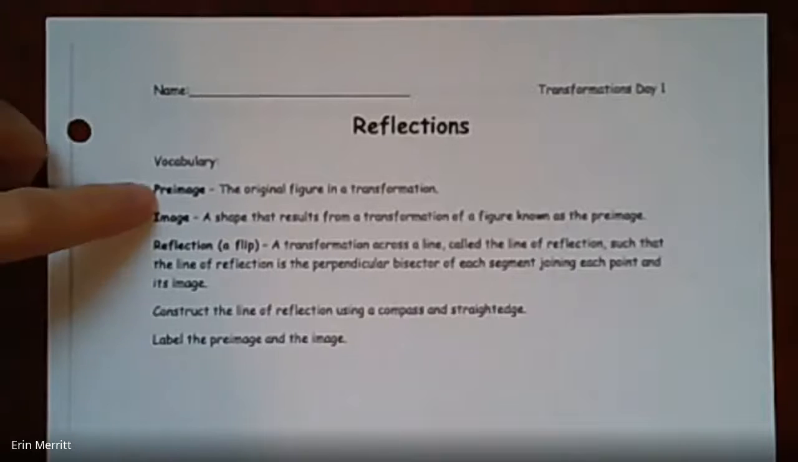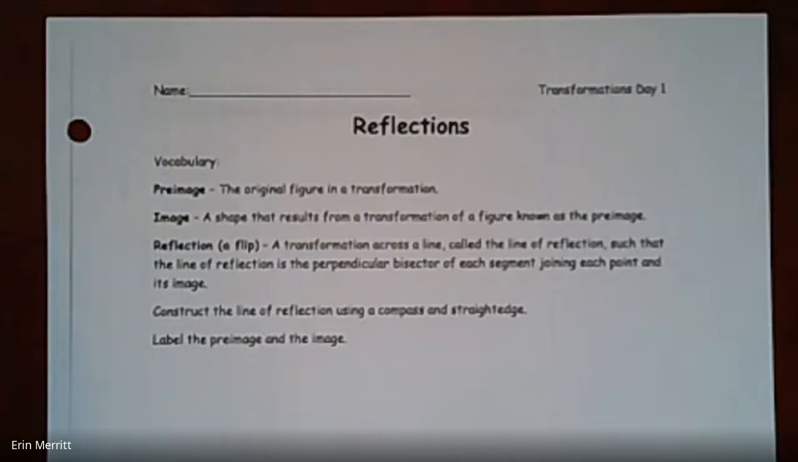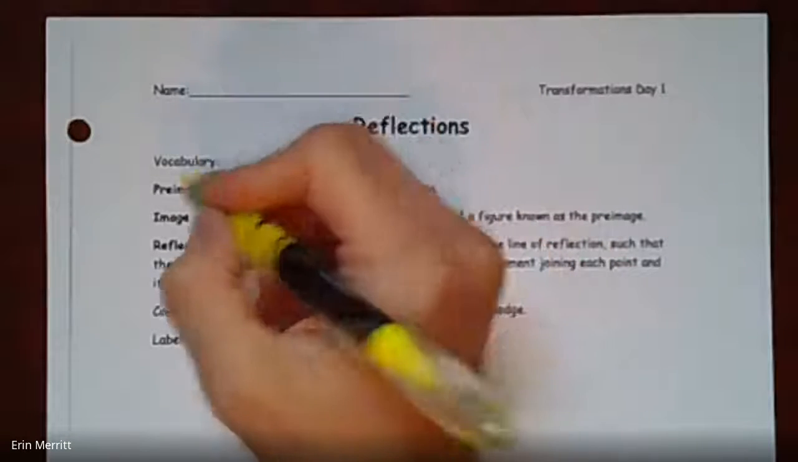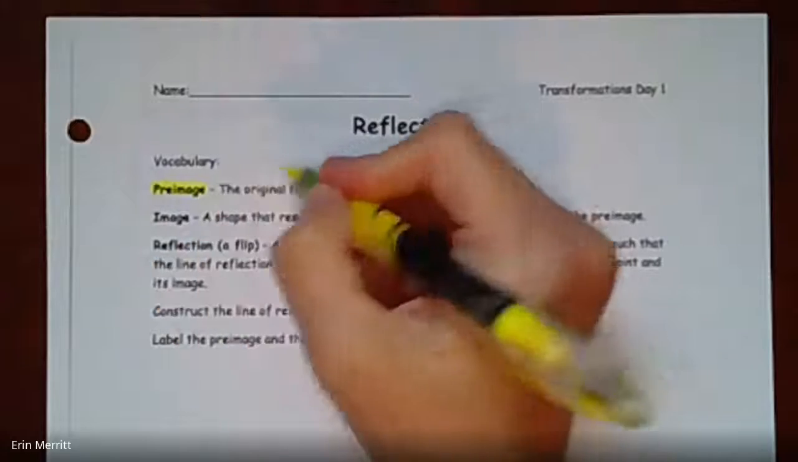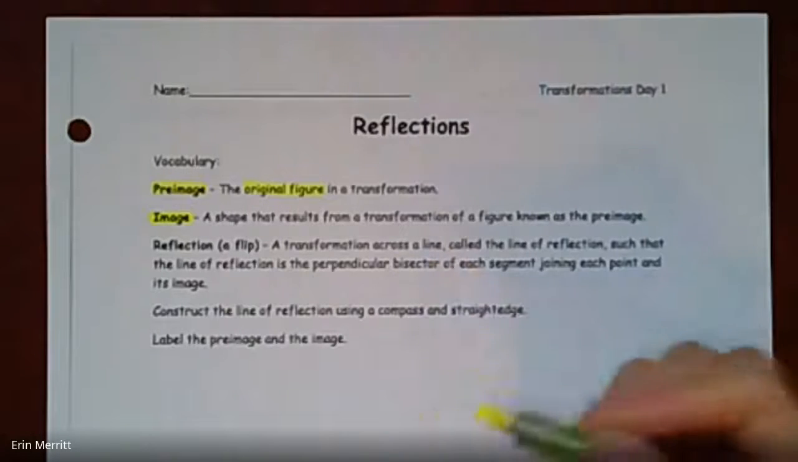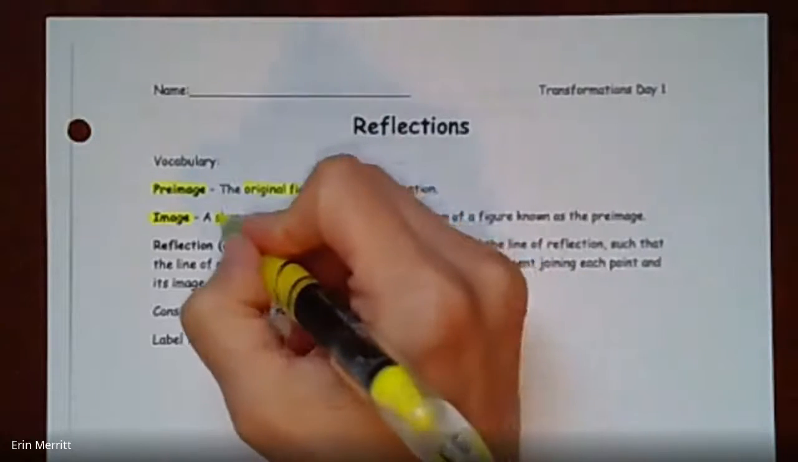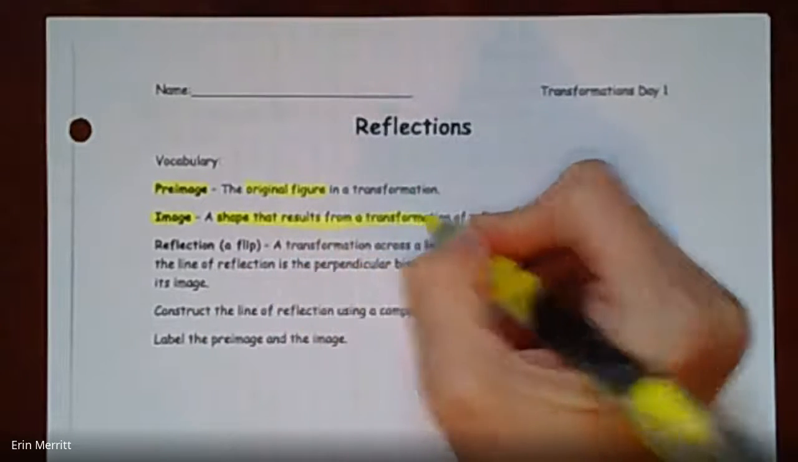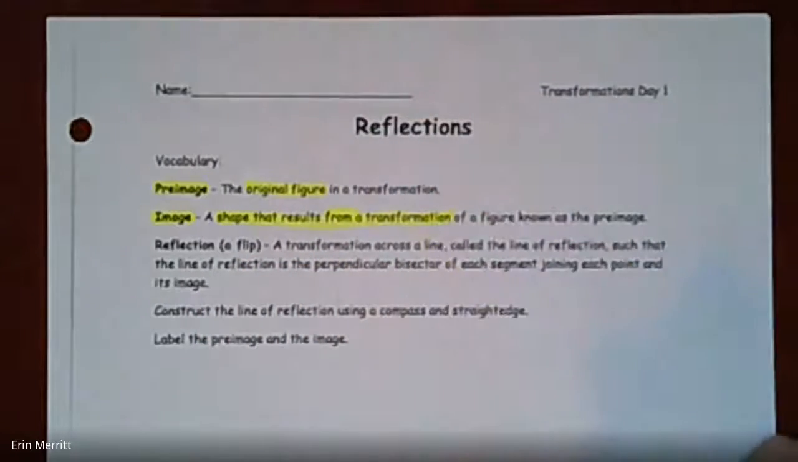Some vocab that you're going to want to recognize here, and feel free, you can highlight it if you have a highlighter. The pre-image, that's the original image. So the original thing that you're starting with. All right. So the original figure. The image, that's the shape that results from the transformation. So essentially it's like your answer, right? So I'm going to say the shape that results from the transformation there.